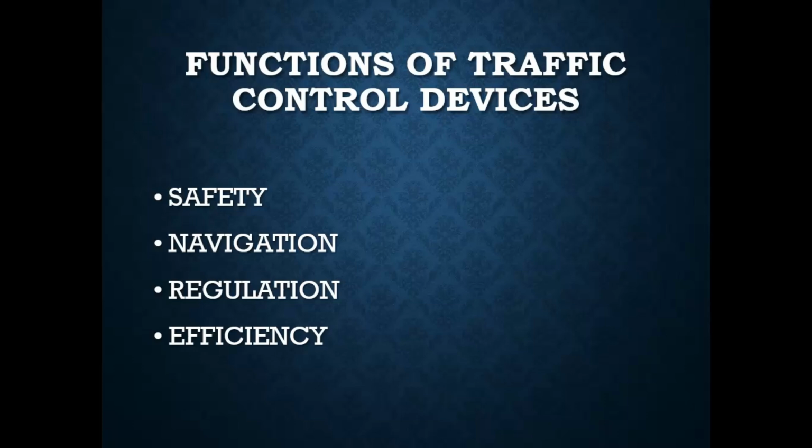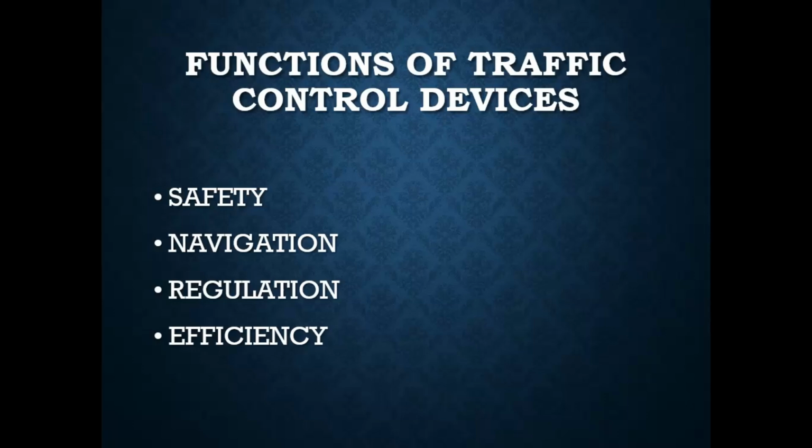Then another function is navigation. This is quite explanatory, which means it helps us to locate, to know when to turn, and where to go. These traffic control devices help us in achieving that. We have regulation, which involves clear signals and promoting compliance with traffic laws, ensuring that road users follow the rules and contribute to overall road safety. So this is one of the functions of traffic control devices.